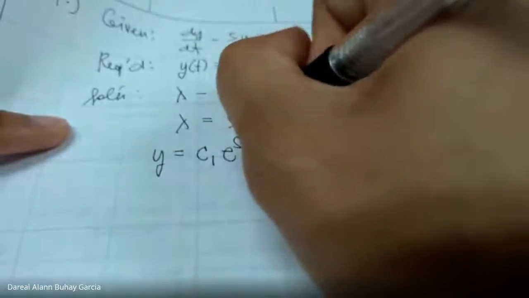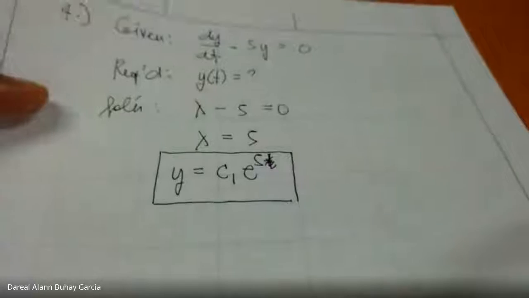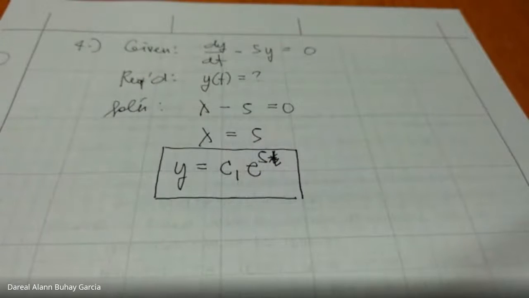The solution is lambda minus 5 equals 0, meaning lambda is equal to positive 5. Meaning the final answer is y equals C1 e to the power of 5x. This is a faster solution for linear first order ODEs. Let me show the root.